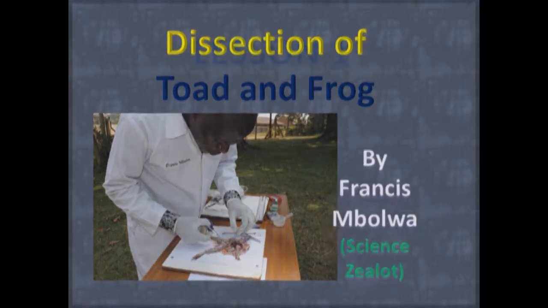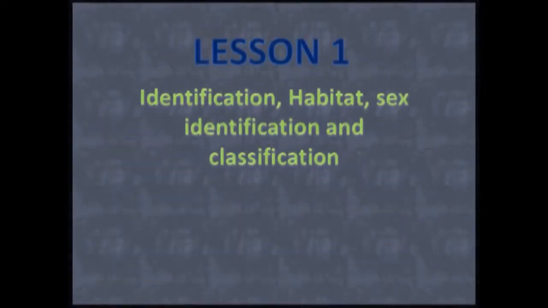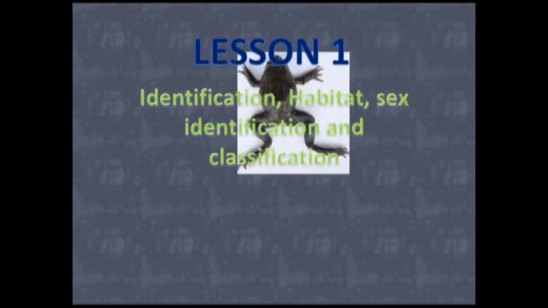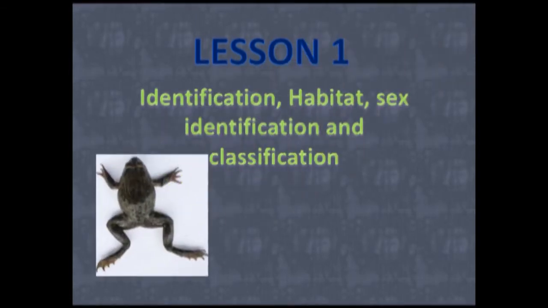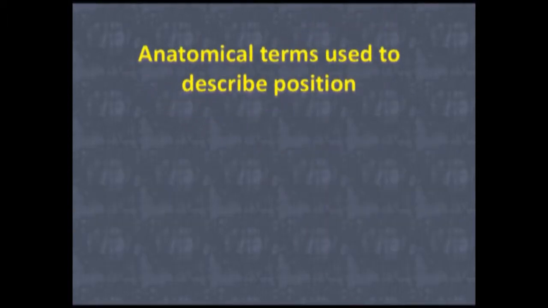We are looking at dissection of the toad and frog. In this lesson, we are going to look at identification, habitat and adaptation to survive in the habitat, sex identification, and classification. So, I hope you enjoy this lesson. Before we proceed, we are going to look at anatomical terms used to describe position.